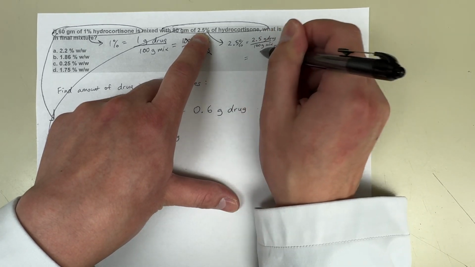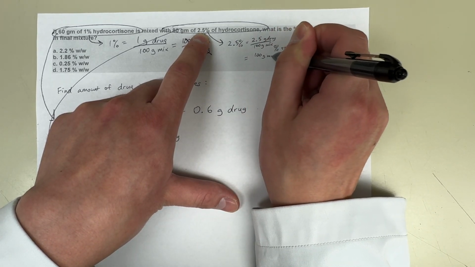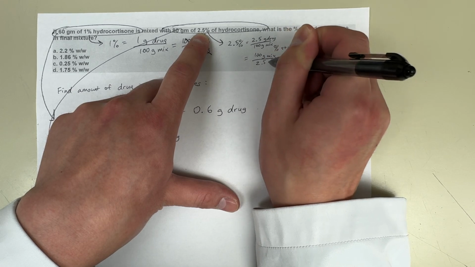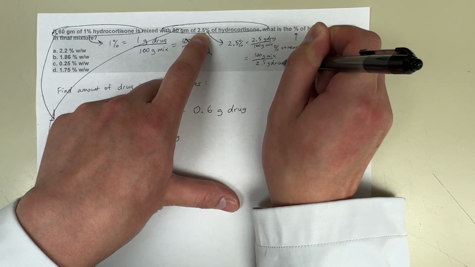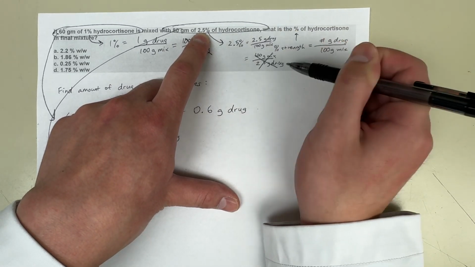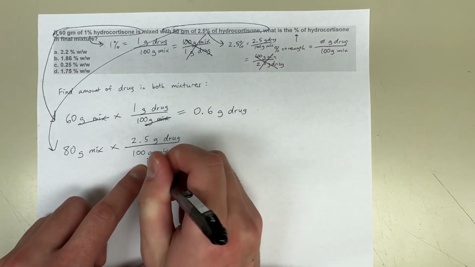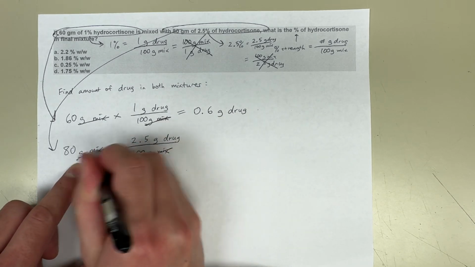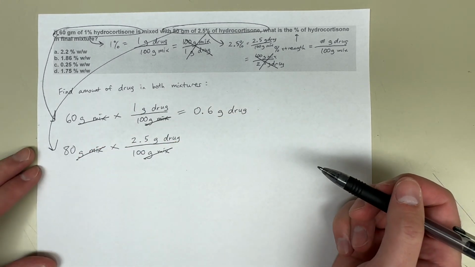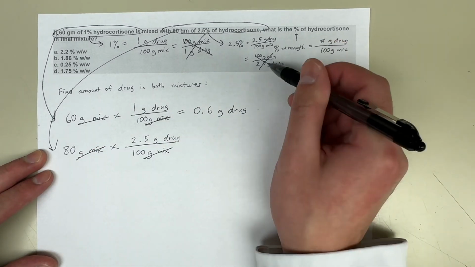I could have also used 100 grams of mixture over 2.5 grams of drug. I'm not using this one for this question because I want to make sure that the grams of mixture in the denominator cancel out the grams of mixture here. That's why I'm using this one versus this one.